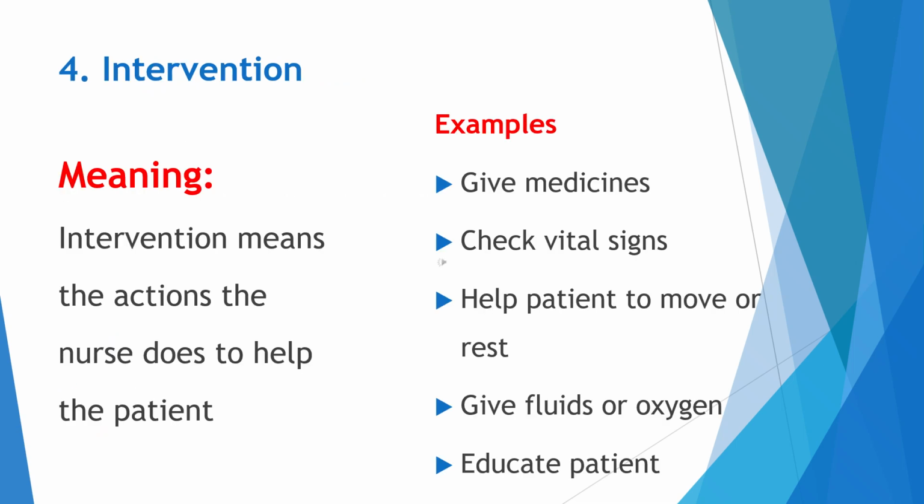Students, now we will see the fourth step, which is intervention. This simply means the actions that the nurse does to help the patient. So after setting the goal, the nurse actually starts doing the care. These actions can be different depending on the patient's condition. For example, the nurse may give medicines, check vital signs, help the patient to move or take rest, give fluids or oxygen, and also educate the patient. So in simple terms, intervention is the actual care or treatment given by the nurse to improve the patient's condition.